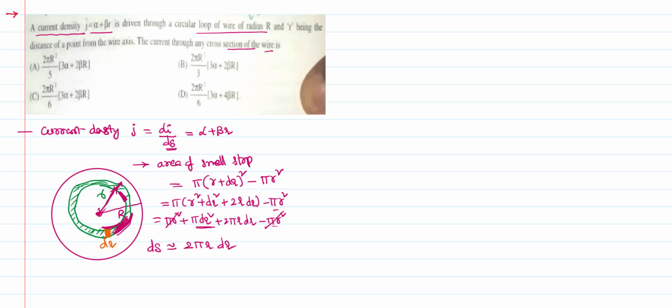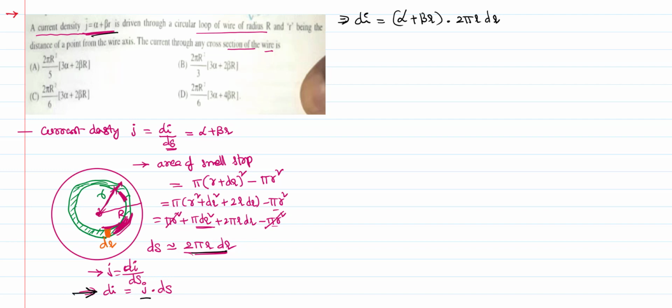Now I can write from the formula that we have written, dI by dS is the current density. That implies dI is equal to J dot dS, where the value of current density J is given, and dS we have already calculated. Now we are ready to substitute both of them in the formula. That implies dI is equal to J, as given in the problem, alpha plus beta r, dot dS. dS is this value, 2 pi r dr. But be careful, that's the current calculated only through the small strip. This entire circular part has many strips like that. I want the total current.